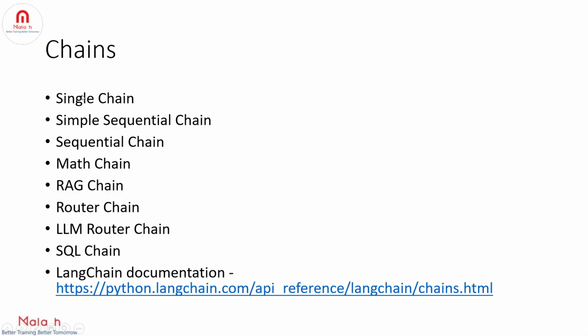So far we have seen how to use single chain, simple sequential chain, and now let's see sequential chain, right? So simple sequential chain, the output of the first chain will be passed as input to the second chain, right? Whereas the sequential chain will allow for more complex relationships between different tasks. For example, let's say if you have multiple inputs or outputs for each task, then we use sequential chain, right? So now let's go to VS Code and see the implementation of sequential chain.